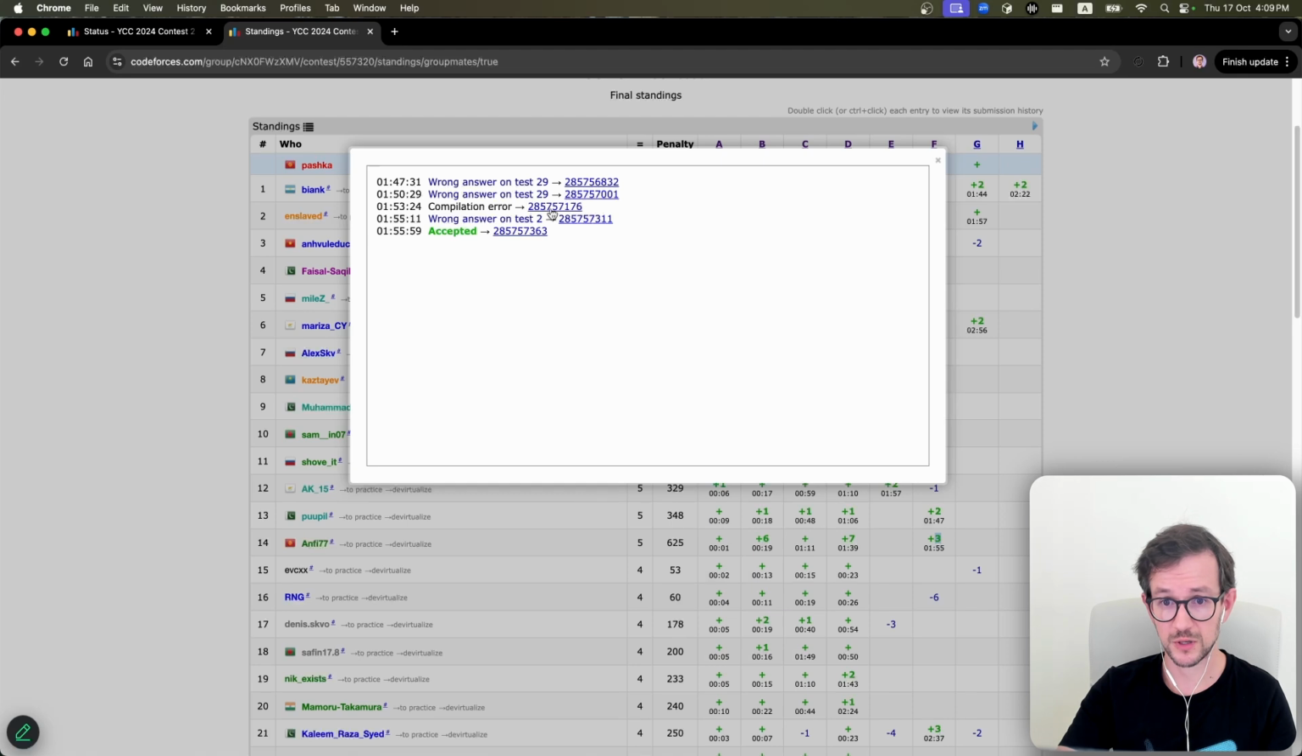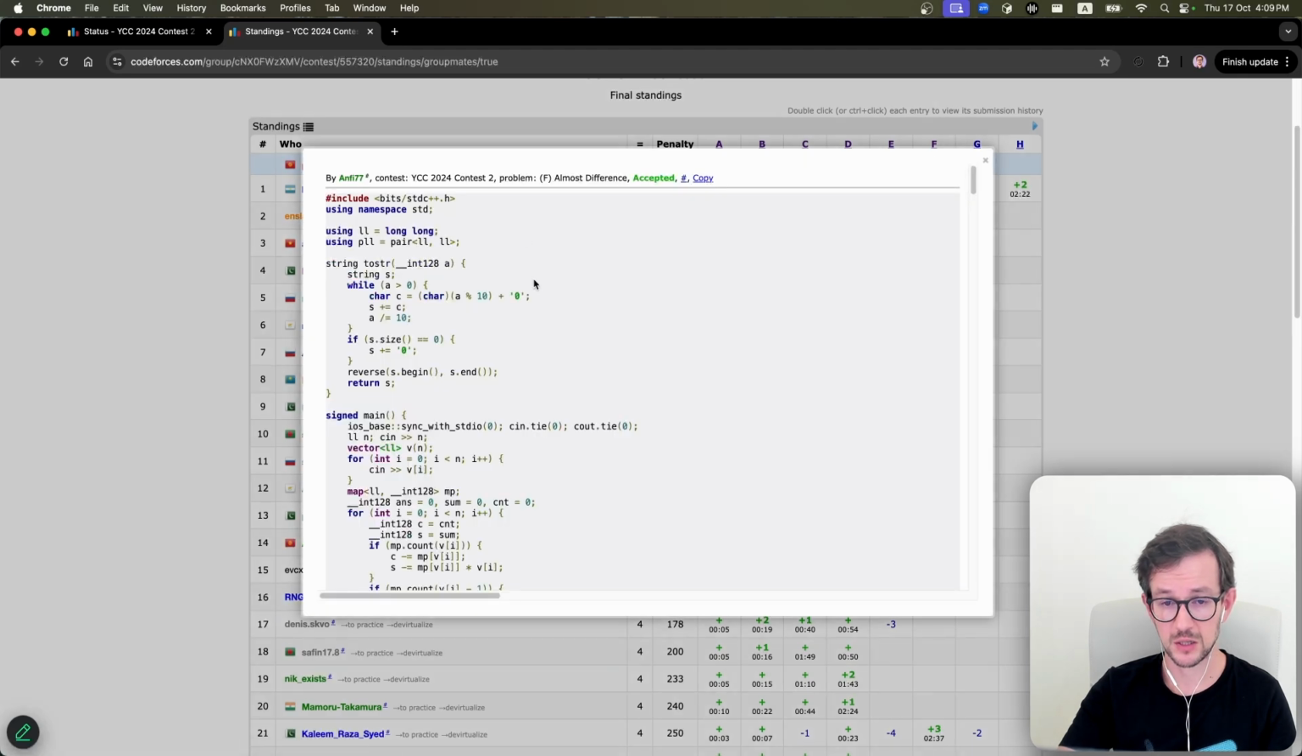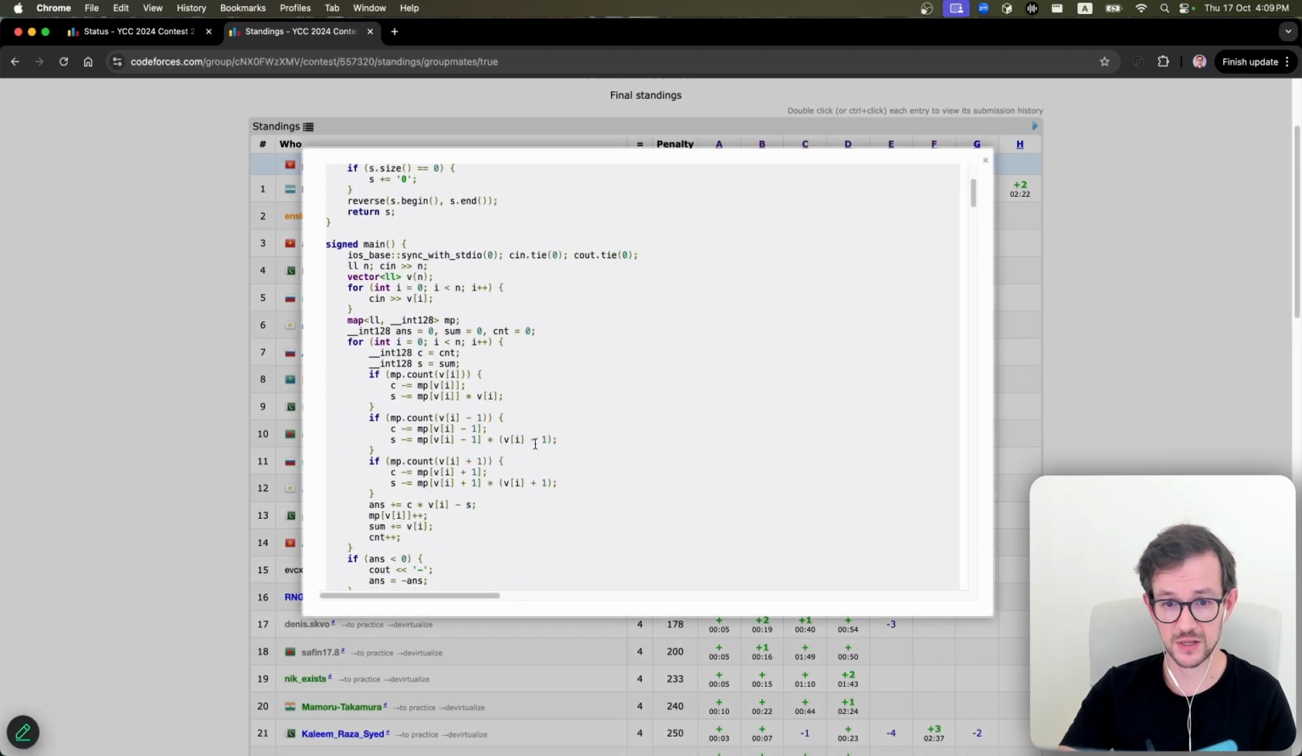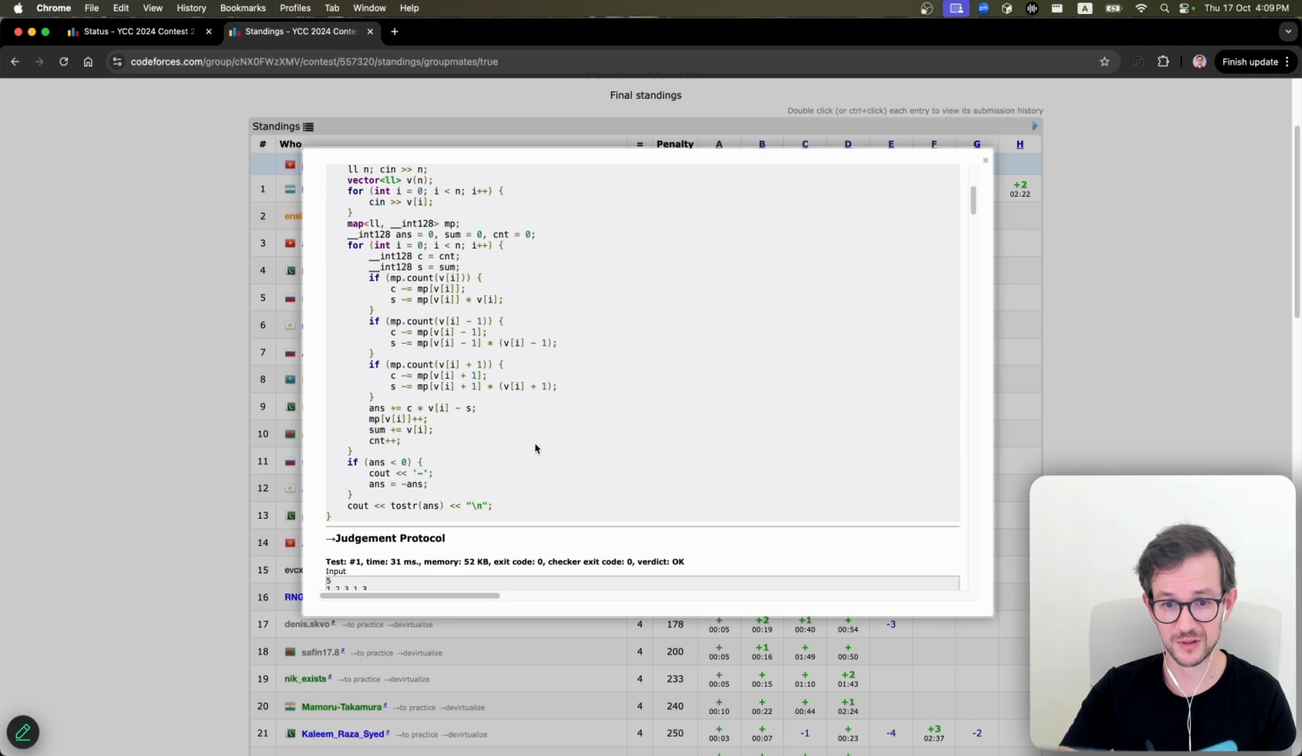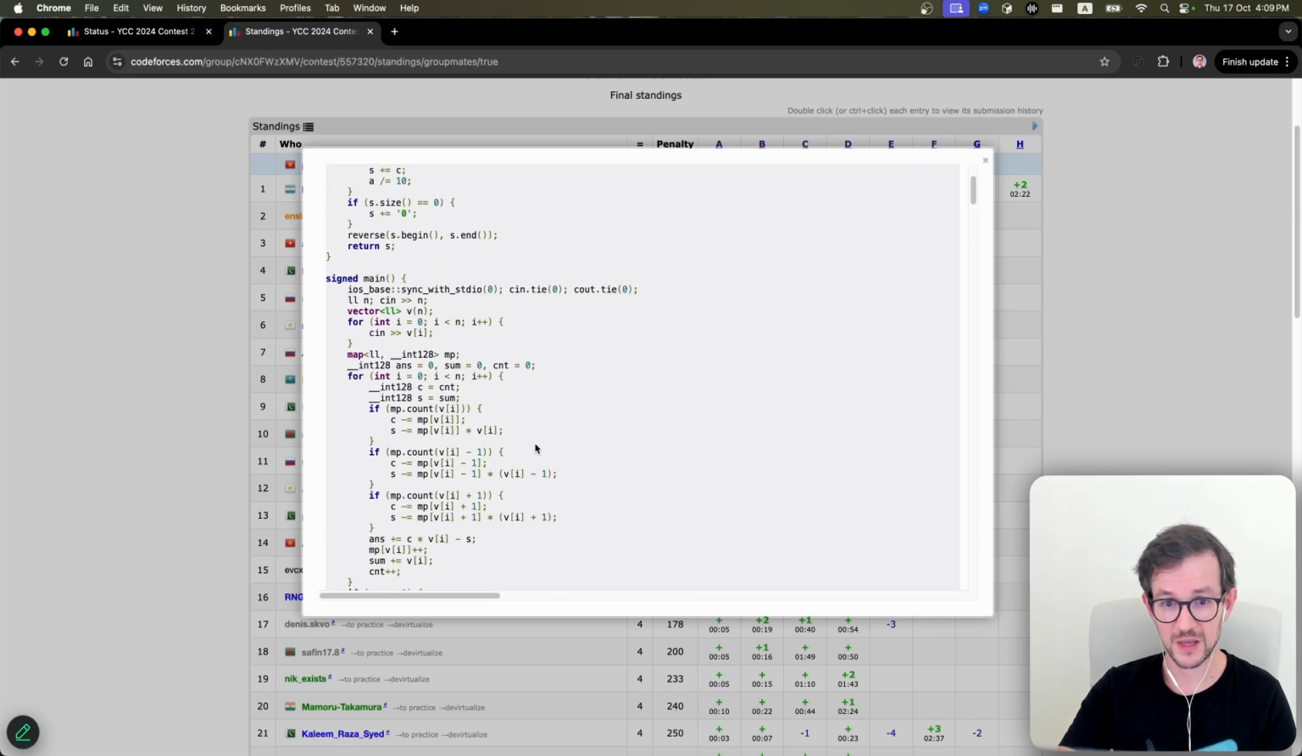For example, you have wrong answer 29. Oh yes, that's how I did the problem. I have almost the same solution. What you can do, if 64 bits are not enough, then you can use 128 bits. Modern C++ compilers have 128 bits.